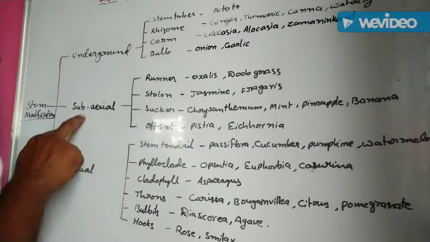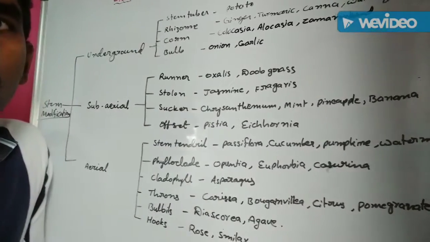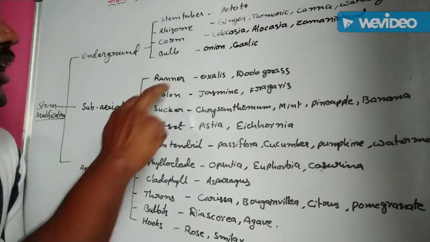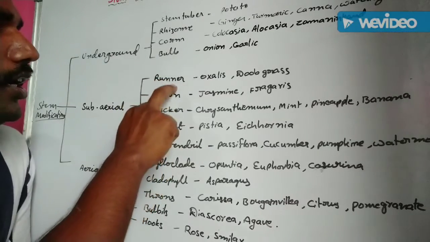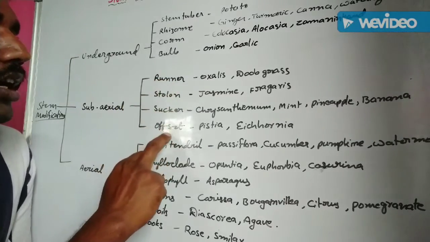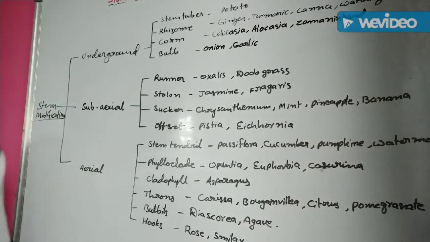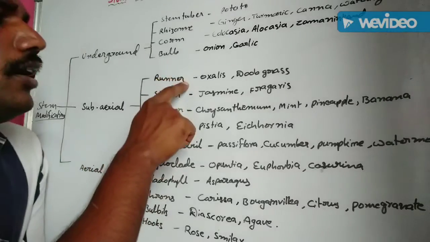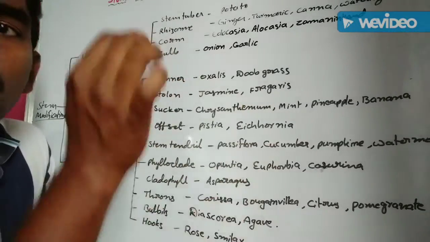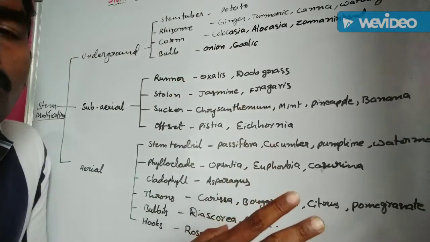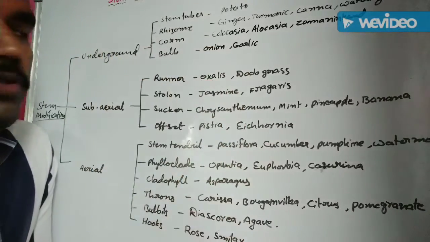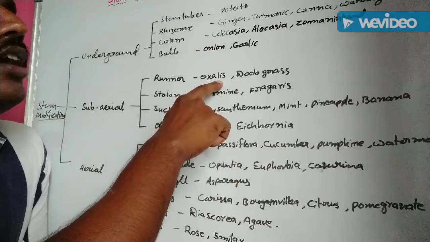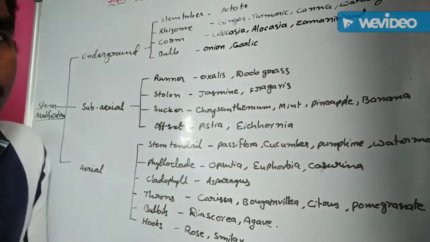The next one, subaerial stem modification. These are also categorized into runner, stolon, sucker, and offset. Runner: it is a creeper on the soil surface. Every nodal region produces adventitious roots. Above the nodal region are normal leaves. Examples: Oxalis and doob grass.